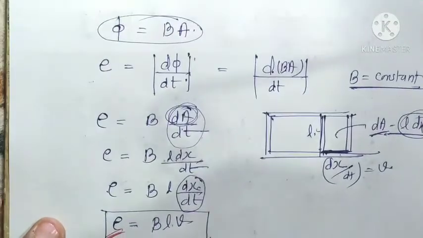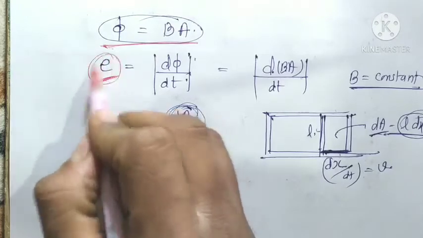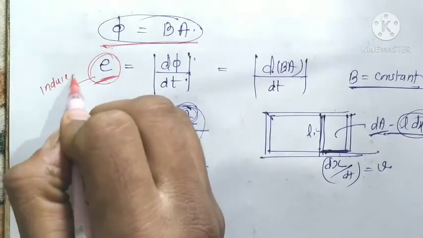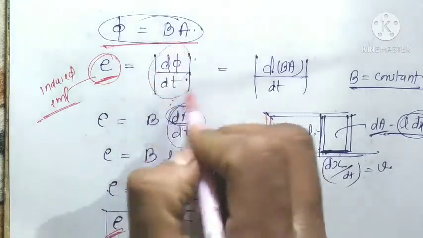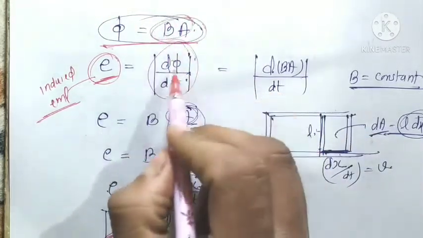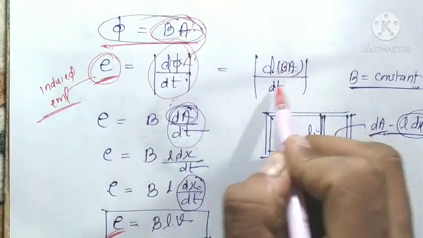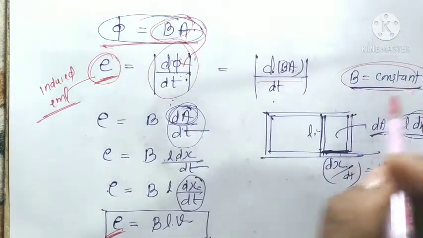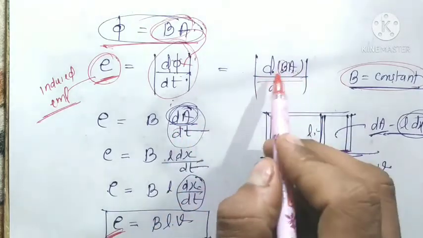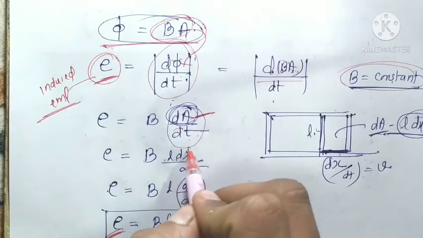So here you can see that phi is equal to BA and the induced EMF is equal to the rate of change of magnetic flux with respect to time. We put this value, phi is equal to BA, here, so d(BA) upon dt. B is a constant, a uniform magnetic field, so it comes out of the differentiation. What is left inside is dA upon dt, the rate of change of area with respect to time t.